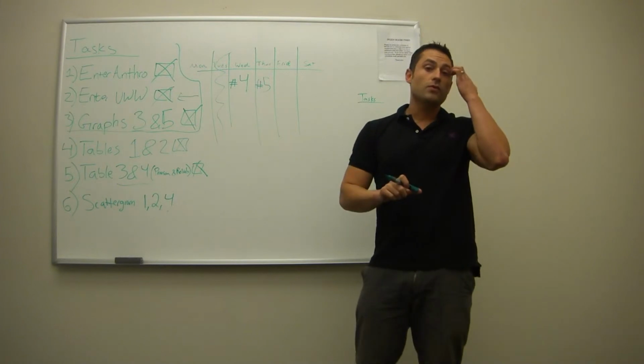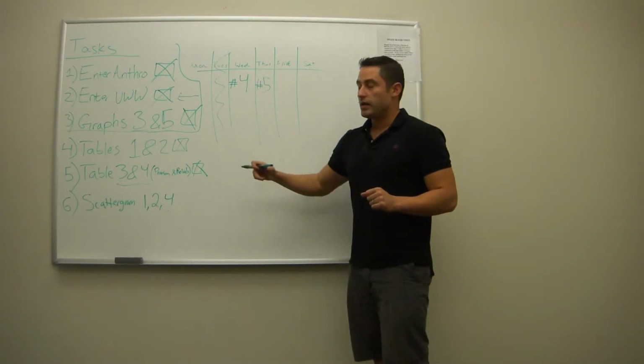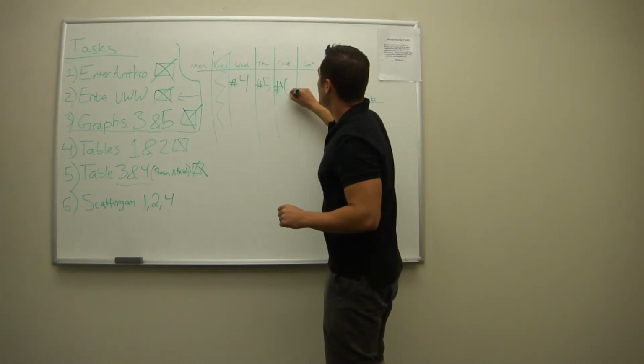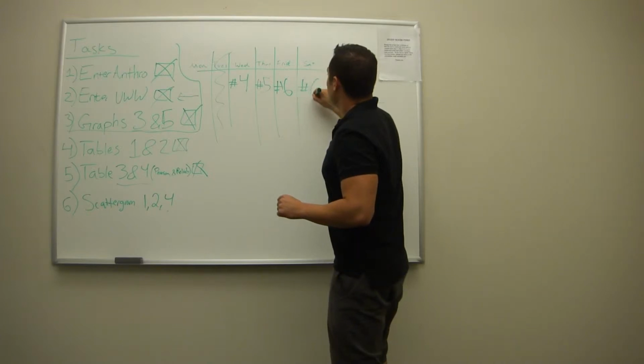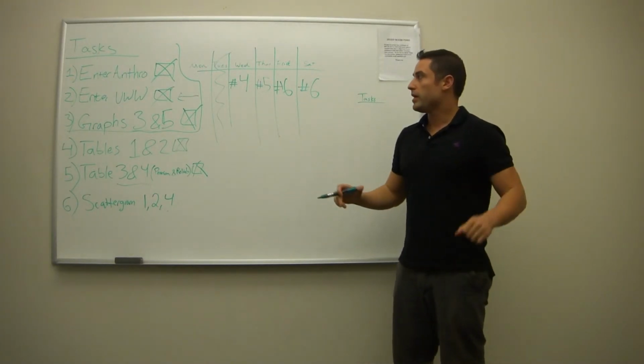So if you follow this schedule, you'll have Friday and Saturday to do scattergrams 1, 2, and 4. So we're going to put number 6 on Friday and on Saturday, okay? So let's do a little recap of the week.